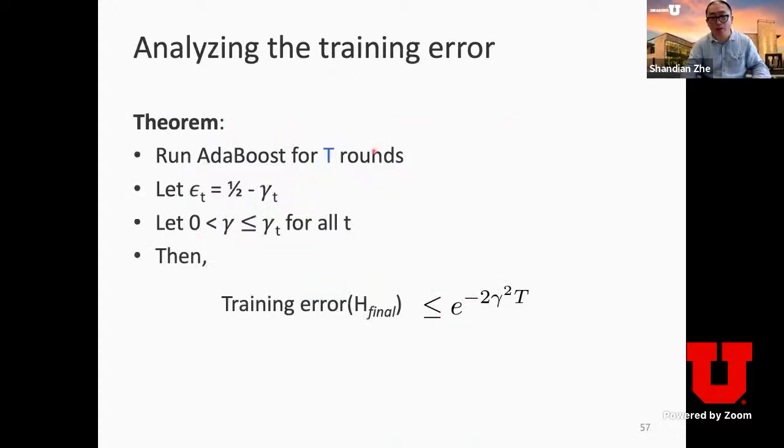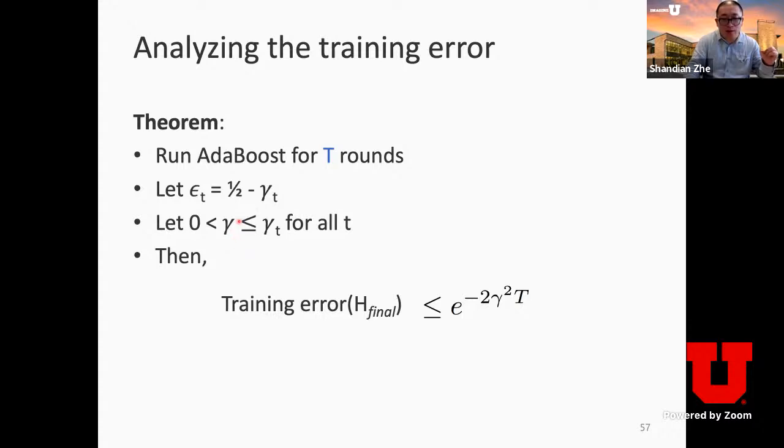Actually, there is some theory about the training error. Intuitively, we can imagine that when we train more and more iterations, we will collect more and more weak classifiers, and our training error keeps decreasing. But is it possible to get zero training error? The answer is yes. So here's the theorem. Suppose we run AdaBoost for big T rounds, and let epsilon T be half minus gamma T. This emphasizes that those are weak classifiers, just slightly better than random guessing.